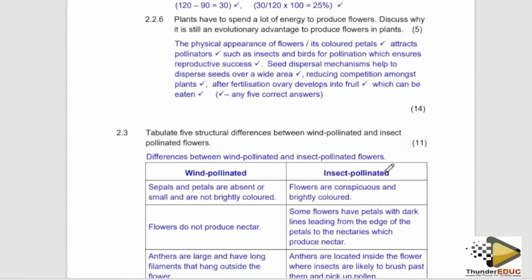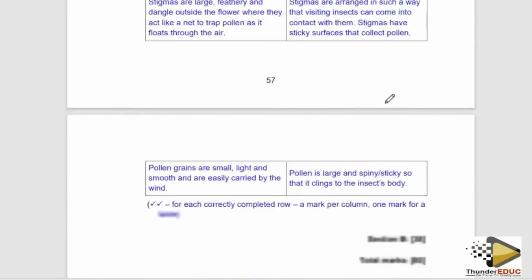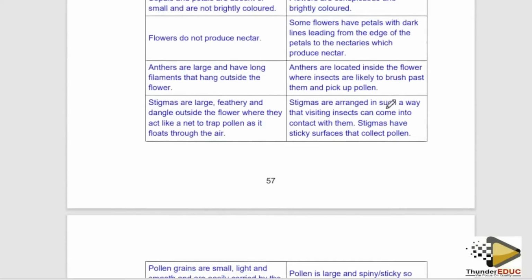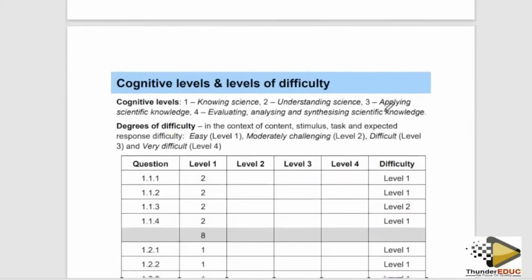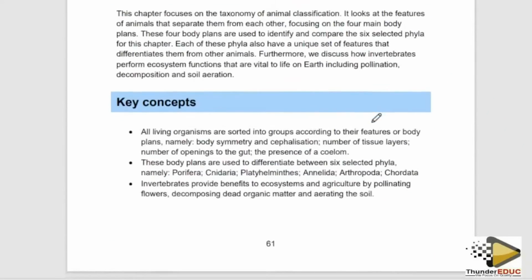So I'm not going to go through the questions. This is what I was saying. Wind pollinated flower, insect pollinated flower. So at least go when you know that. Yes. So I think I'm done with that. So now we are going to the next question.